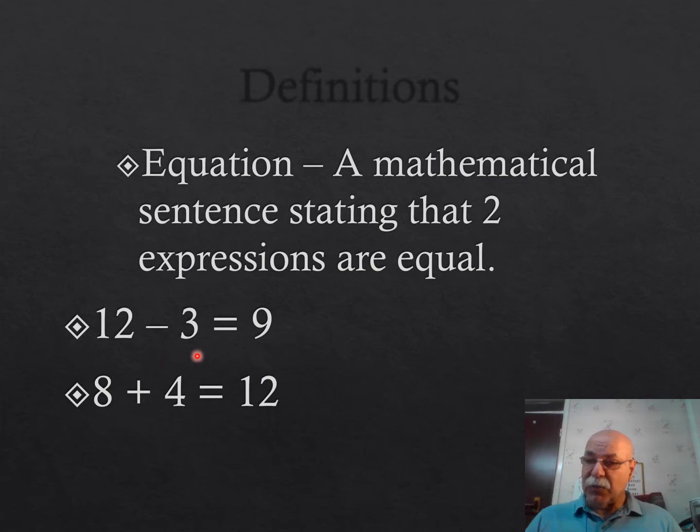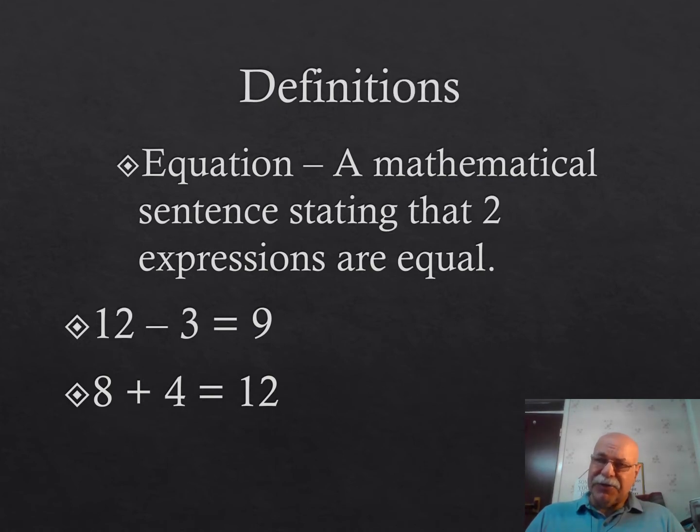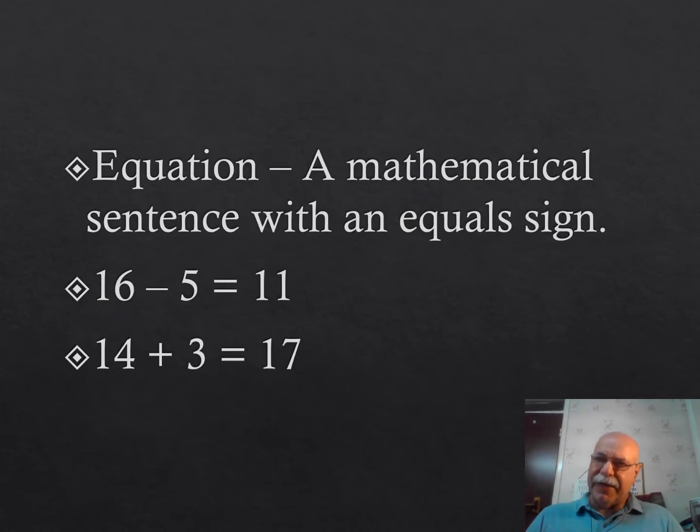This is an equation as a sentence, where this side is equal to this side. And here, 8 plus 4 equals 12. This is also an equation, a sentence that gives 12 as equal to 8 plus 4. This is the definition and the symbol meaning for the equation.